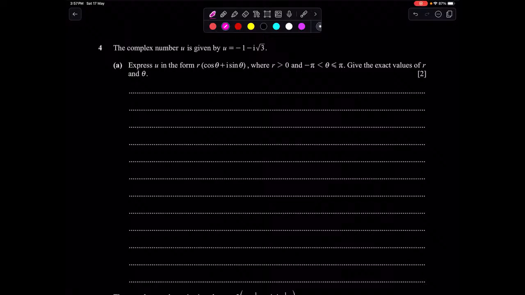Okay, the complex number u is given by -1 minus root 3i, and we have to express u in this form, and for that we must have the argument and modulus of the complex number u. So the first part is very simple. Modulus u is under root -1 square plus root 3 square. This will become 2, and this is basically r.